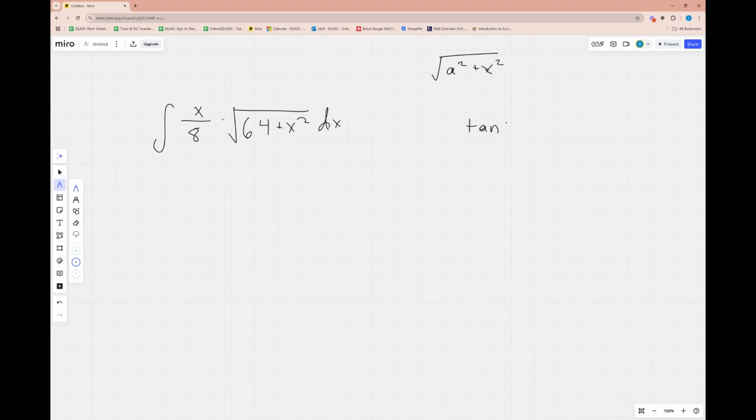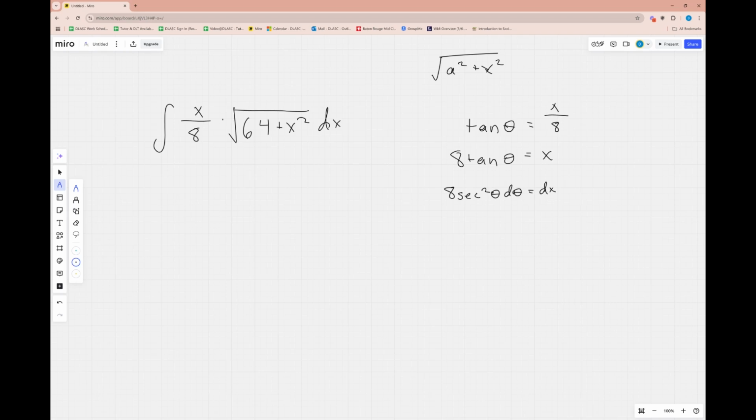Since we know that, we can say that tangent theta is equal to x over 8. So 8 tangent theta is equal to x. The derivative of tangent is secant squared, so this is going to be 8 secant squared theta d theta. This is equal to dx.